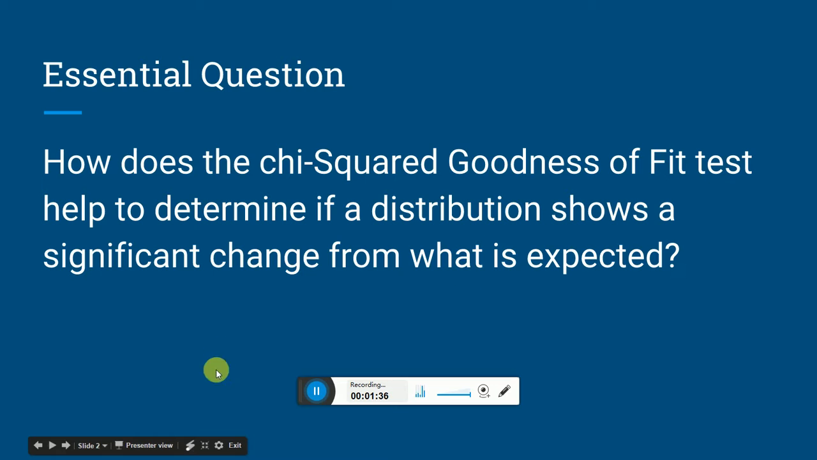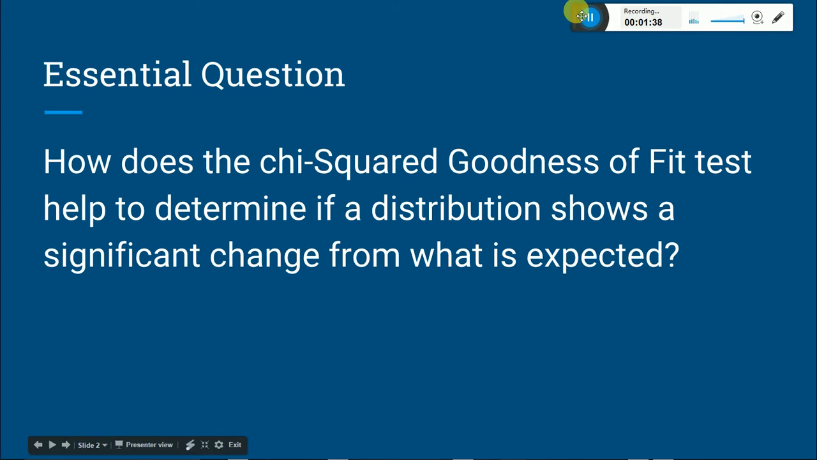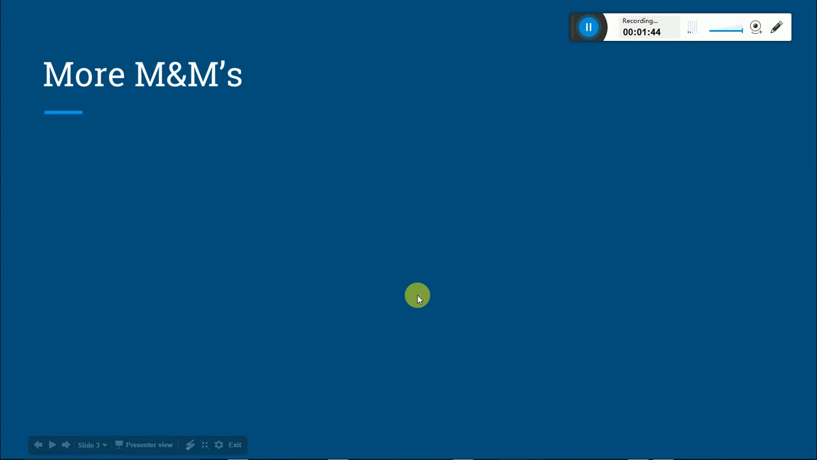We're going to start off by talking about M&Ms again. I don't have real M&Ms for us, but we're going to talk about M&Ms because M&Ms are fun and chocolatey and fun.